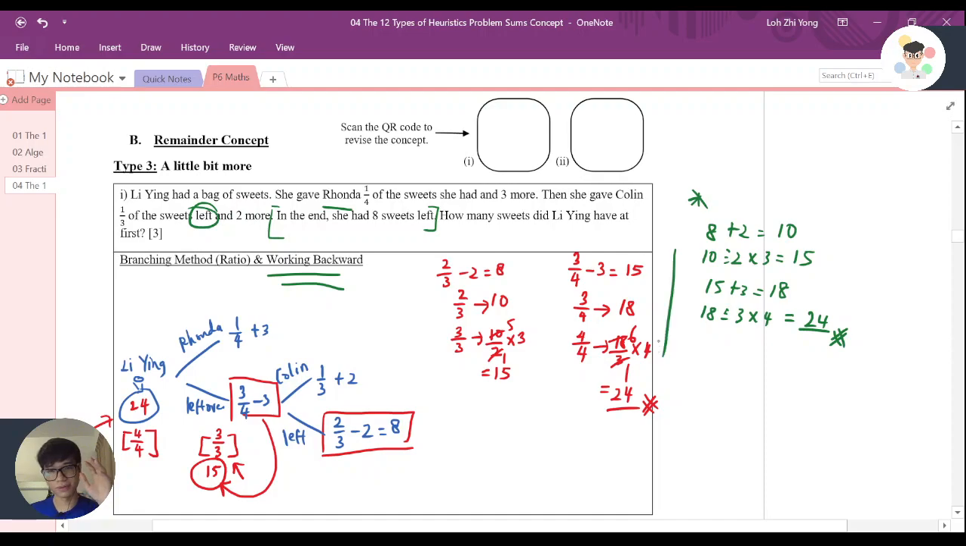I'm not sure whether I explained a bit too fast, but that is basically the same concept as what I did for the branching method. Just that because we understood the question very well, we can straight away figure out the steps. Of course in the exam you can straight away do this. You don't need to do all these long steps, but I'm just trying to explain in a branching method. So that's all for this question.